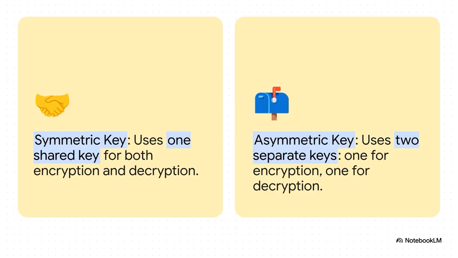The other kind is asymmetric key. This one's a bit more clever. It uses 2 keys. There's a public key that you can give to everyone. Anyone can use it to lock a message and send it to you. But only you have the matching private key to unlock it. The best analogy is a mailbox with a slot. Anyone can drop a letter in, but only you have the key to get the mail out.